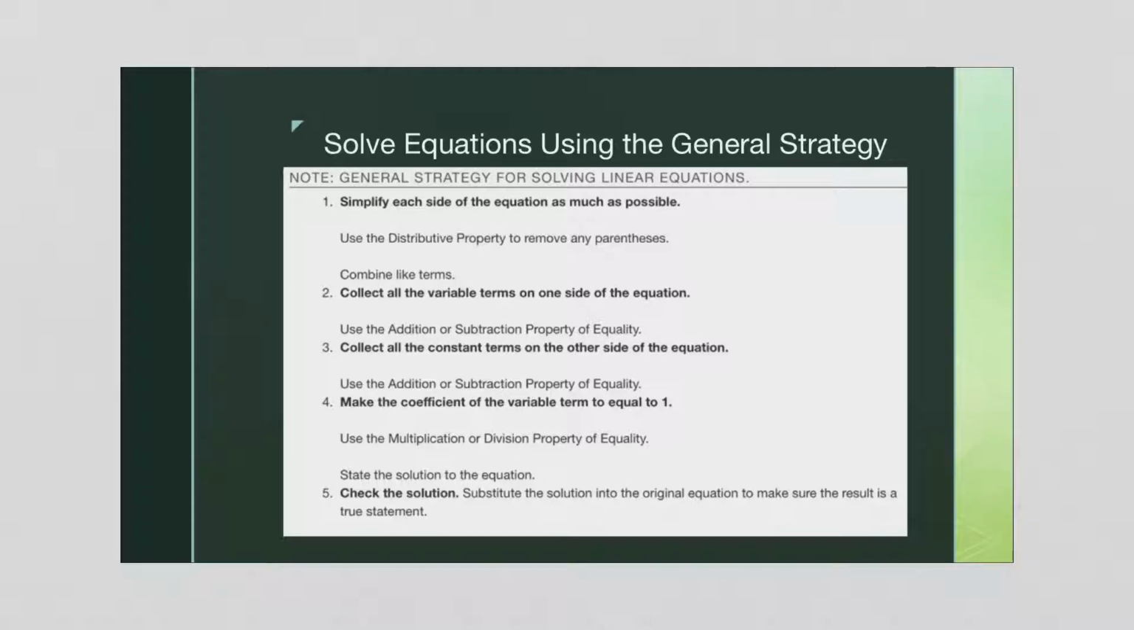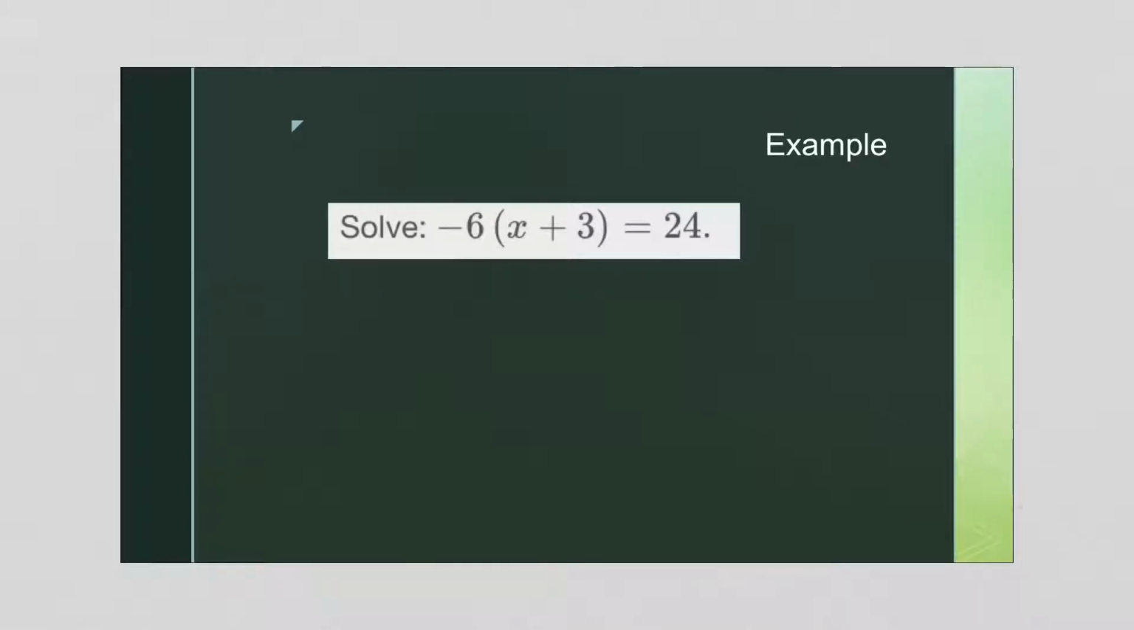So let's practice this. All right, so what you want to do with a problem like this is you want to look at each side separately. Look at this side of the equal sign and ask yourself, is there anything that I can do to simplify that? And what you can do here is you can use the distributive property to make that a little bit cleaner looking. So it'll be negative 6 times x is negative 6x. Negative 6 times a positive 3 is a minus 18 or negative 18. And there's nothing I can simplify on the right side, so I'm just going to rewrite the number 24.